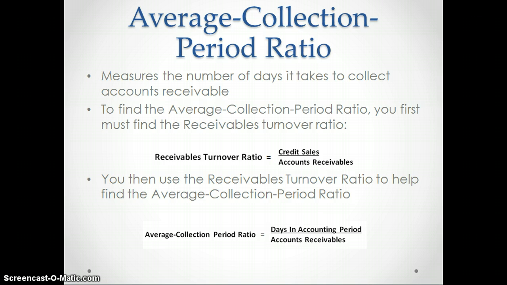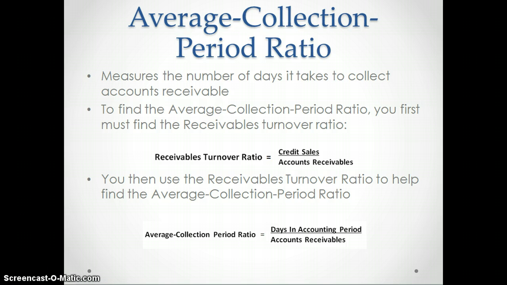The next ratio we're going to look at is the average collection period ratio. To figure out this ratio, there are actually multiple steps. The first step is to figure out the receivables turnover ratio. To figure that out, you take the credit sales over the accounts receivable. And what that does is it measures the number of days it takes to collect the accounts receivable.